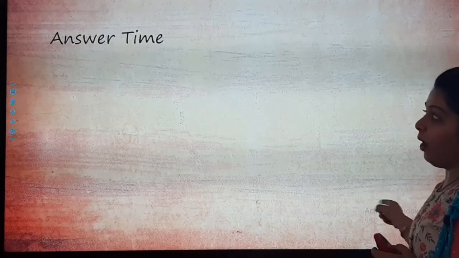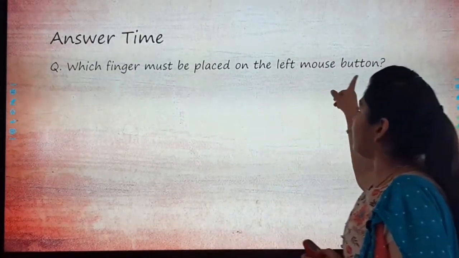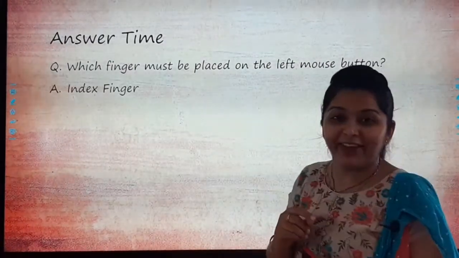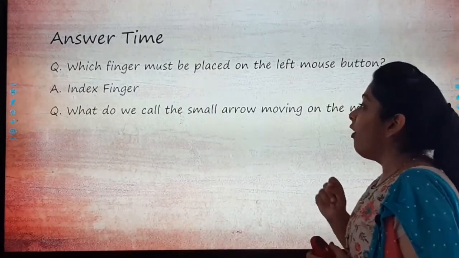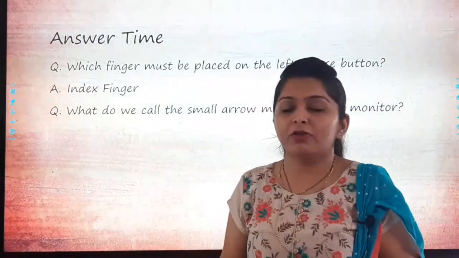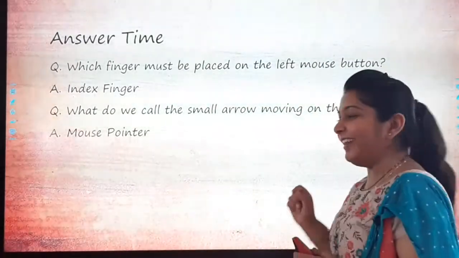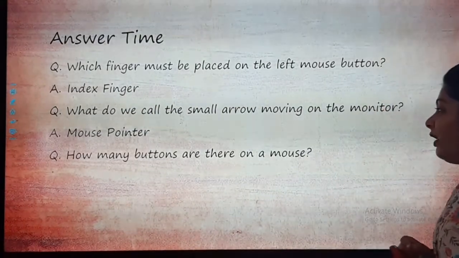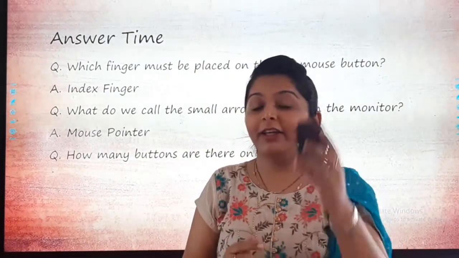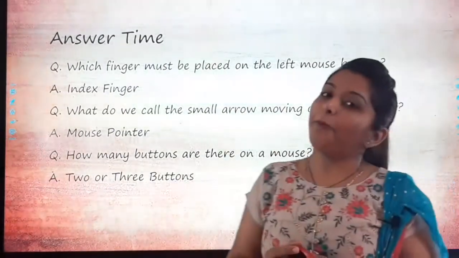Answer time. Now I will ask you a question. You have to tell me. Come on fast. Which finger must be placed on the left mouse button? Tell me fast. Very good. It is the index finger. Next. What do we call the small arrow moving on the monitor? We just saw it; what do we call that small arrow? Mouse pointer. Very good. Next one. How many buttons are there on the mouse? How many buttons are there? Madam just showed you, here is the mouse. There are 2 or 3 buttons on a mouse.